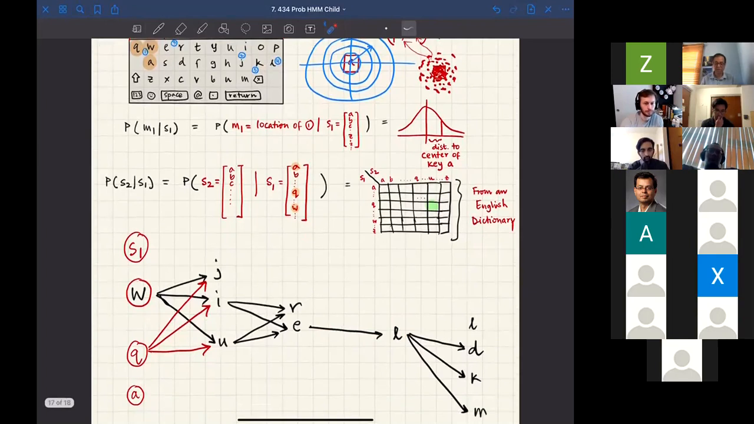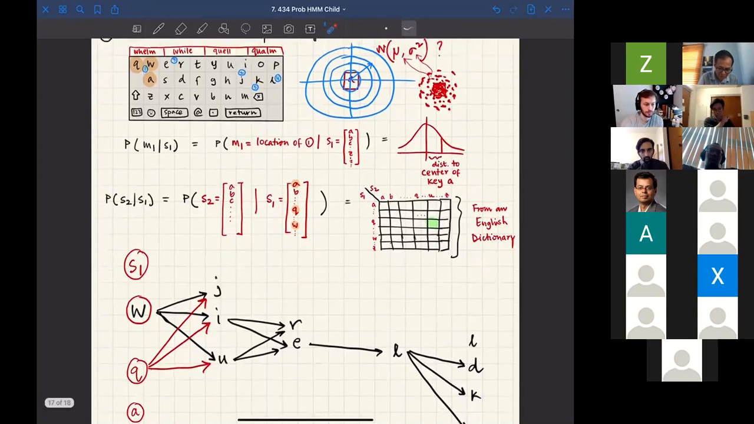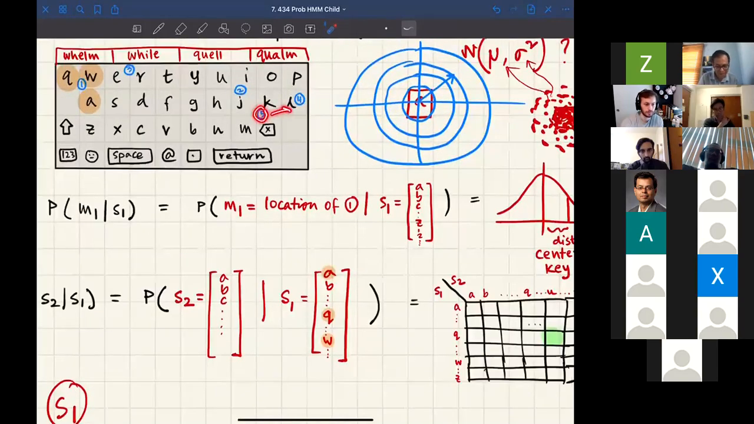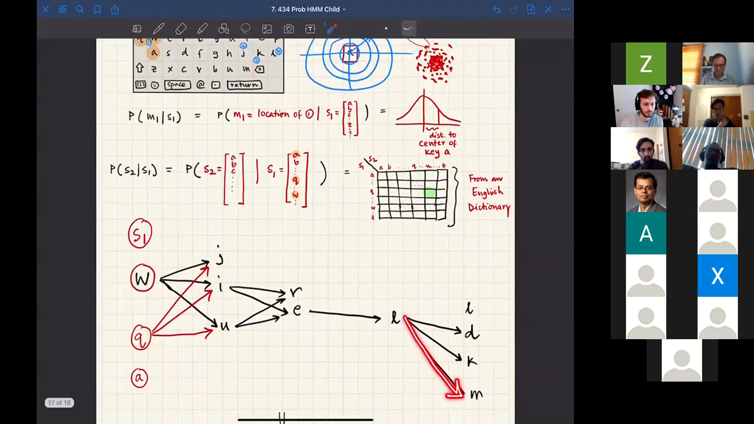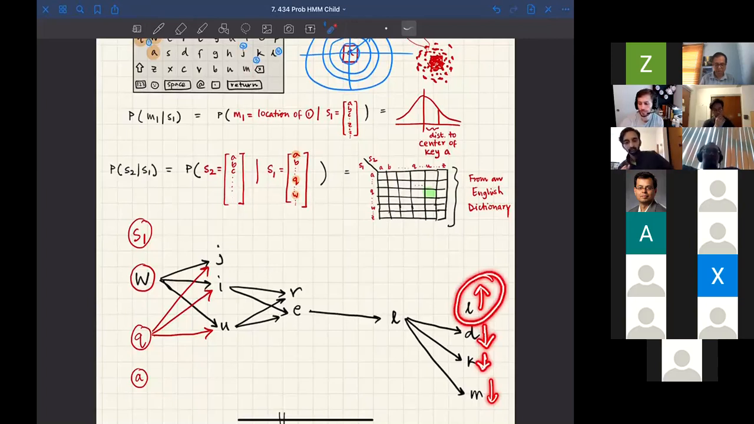And now the fifth measurement comes in. You say, okay, the fifth measurement is over here, and maybe this is L. That is pretty good. That gives you QUELL. The fifth measurement being M is also likely, but QUELM, there is no word like that. So that probability again goes down. This probability is pretty high. QUELD, there's no such word, goes down. QUELK, no such word, goes down. So you say, okay, this one is a likely word. Let me put it in the suggestion.